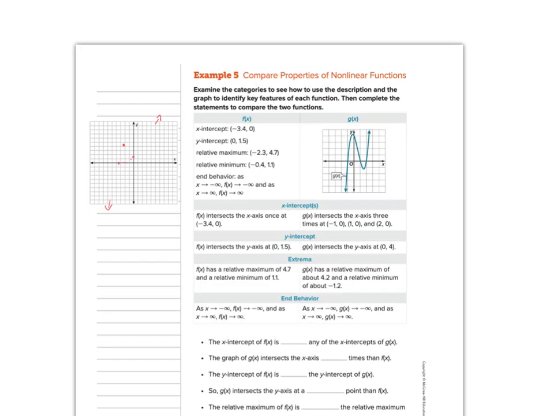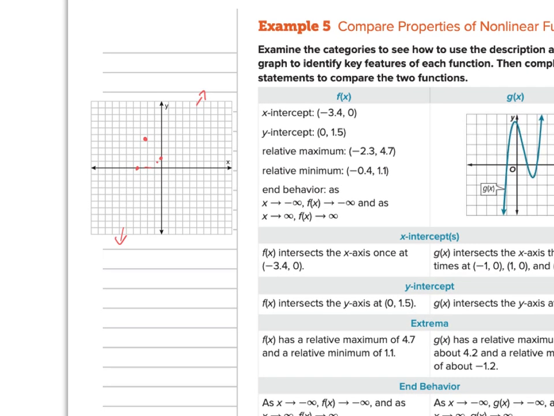Thinking about comparing nonlinear functions, they've given us g of x right here, and what I've done is I've tried to highlight some of the characteristics of what they're giving us for f of x. So as I look here, it's not drawn to scale, and it is an estimate, but at negative 3.4 we have an x-intercept. At 0, 1.5 we have the y-intercept.